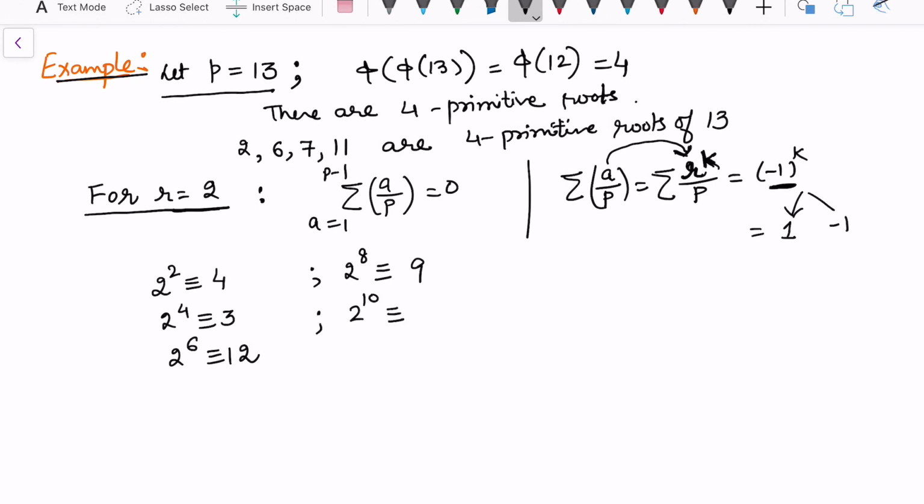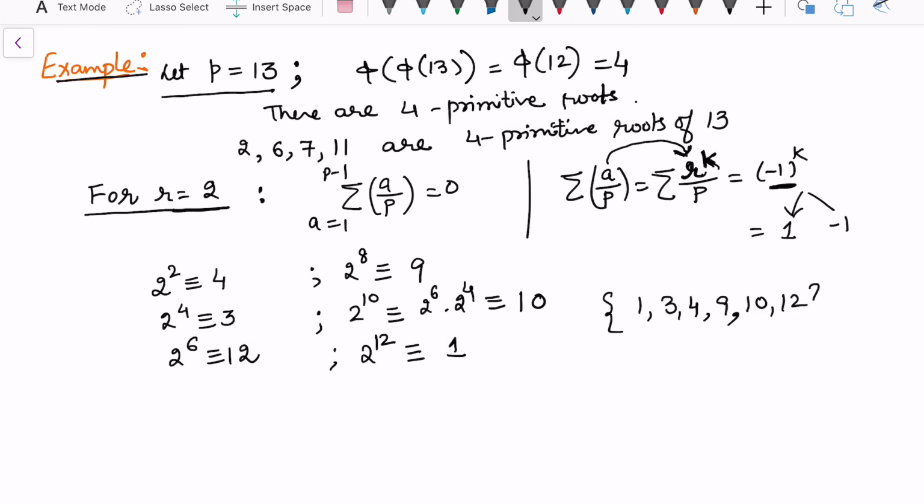2 to the power 10, I can write it as 2 to the power 6 into 2 to the power 4, and hence I can reduce this quantity and it comes out to be congruent to 10. 2 to the power 12 is congruent to 1, and we know that 1, 3, 4, 9, 10 and 12 are quadratic residues of 13.